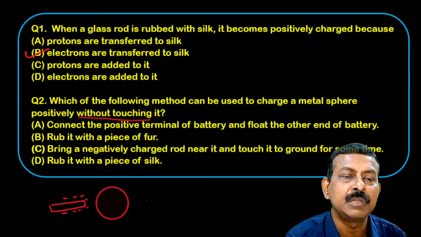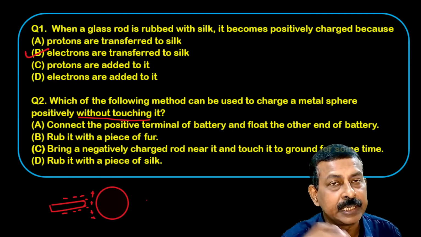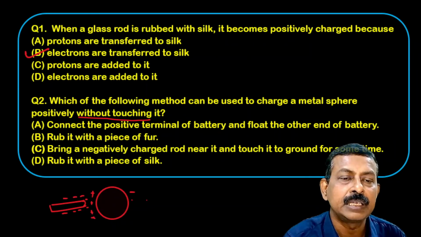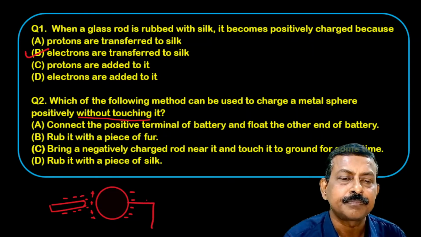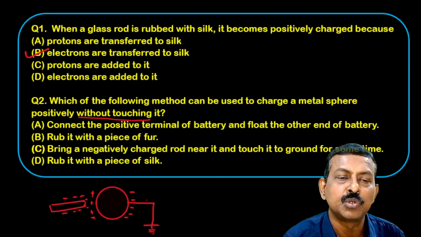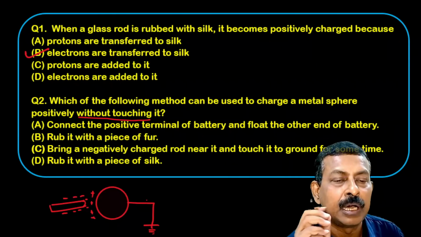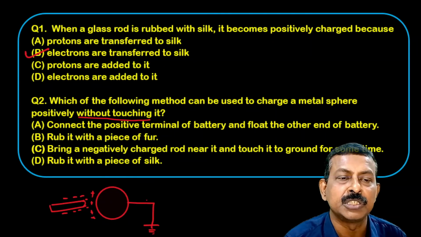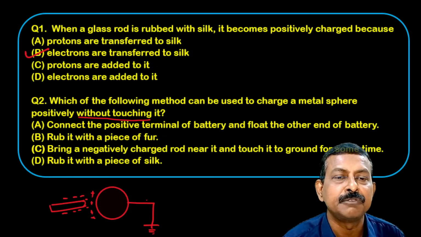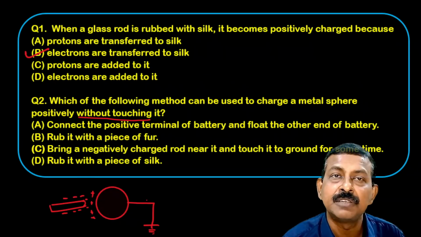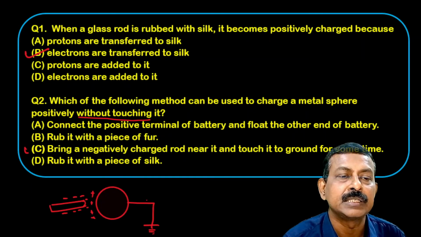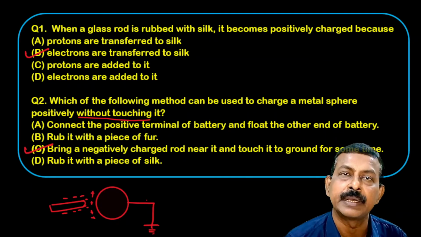So suppose this is the body, and this is negatively charged. As it is negatively charged, it will make the positive charge get induced on the nearer end, and negative charge will be induced on the farther end. And if you earth this one, these negative charges will flow to the earth, and now the body will have the positive charge. So in that particular case, if it is asked to charge a metal sphere positively without touching it, the third one will be the correct option.